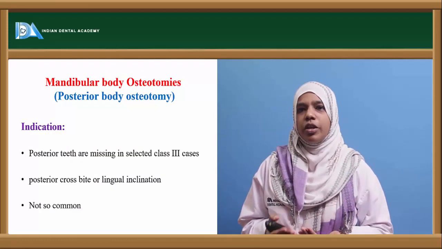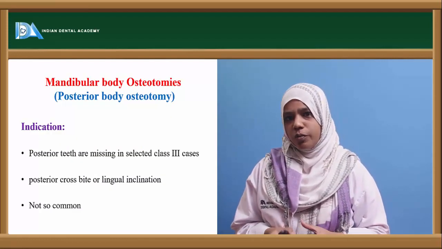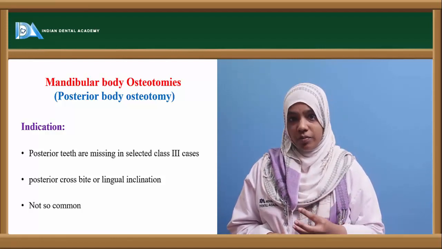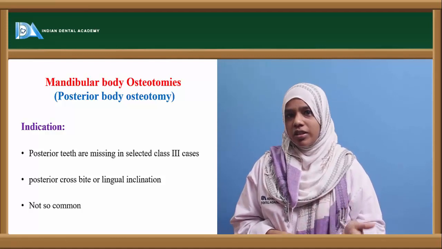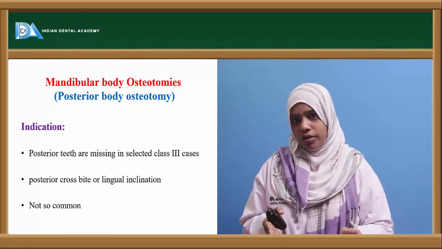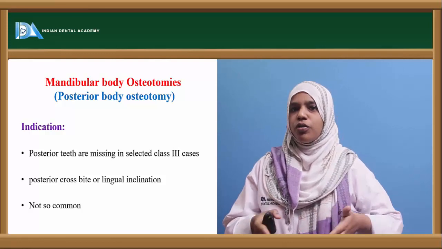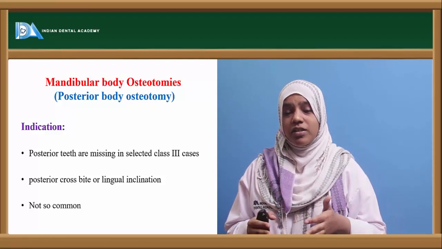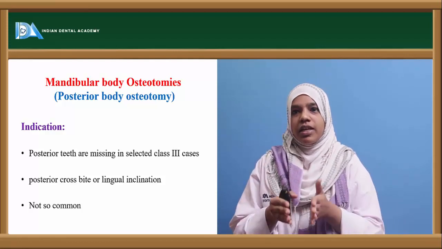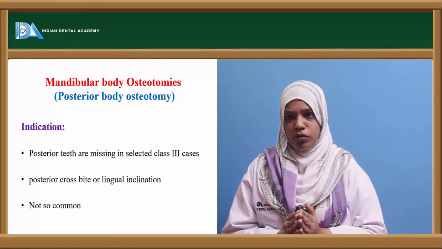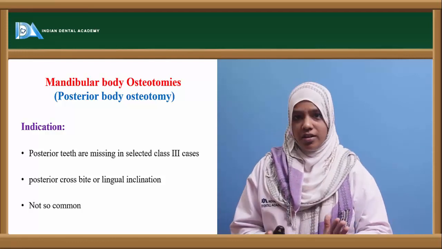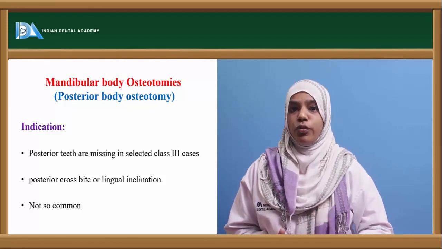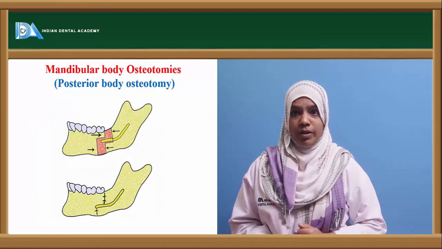Now, posterior body osteotomy. The indication for posterior body osteotomy is when posterior teeth are missing in a skeletal class 3 patient. Sometimes the posterior teeth are missing, so rather than extracting a premolar and then doing this procedure, why not utilize that space? Or sometimes there is a posterior crossbite or lingual inclination of the posterior segment. In those cases, you will offer posterior body osteotomy. But this is very rarely done because of the technical difficulty and there are high chances that you might injure the inferior neurovascular bundle.